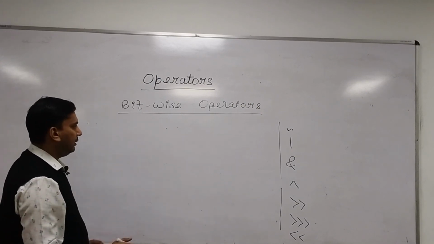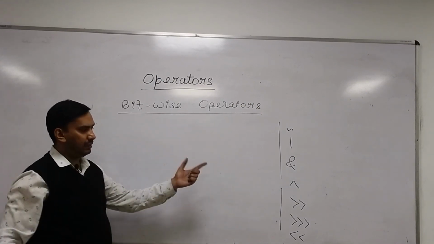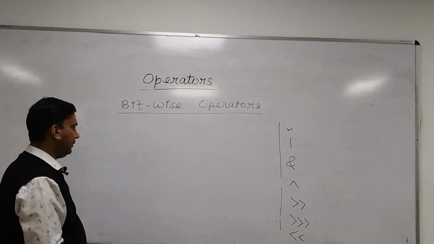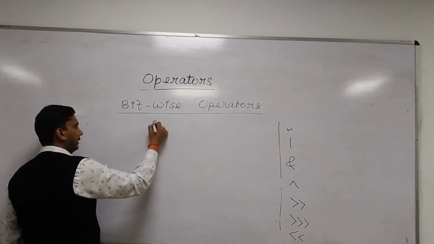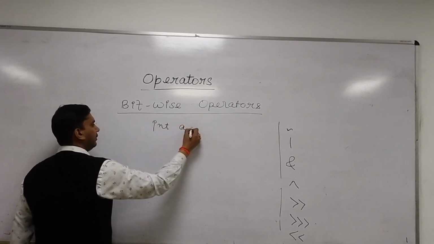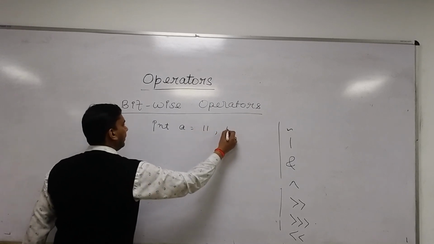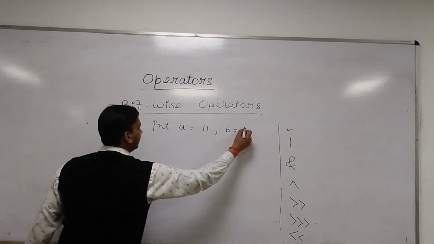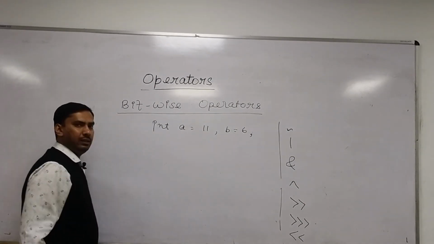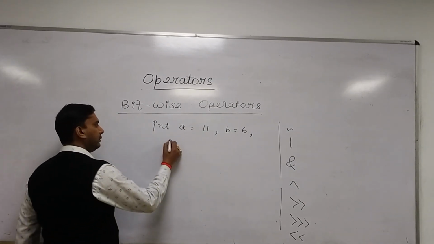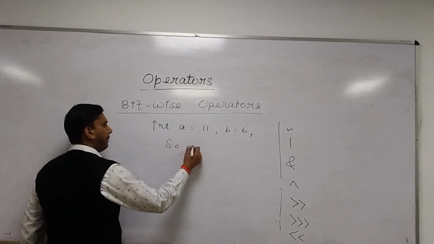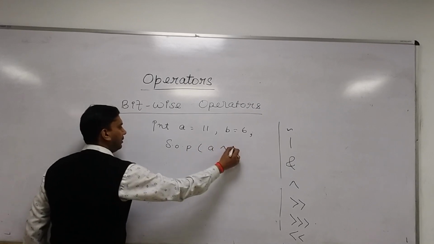So let me, okay, we will be taking the example of the XOR operator, because that is where we will get the chances of negative numbers. So let's say int A is equal to 11 and B is equal to 6. And I want to find out the value of A XOR B.